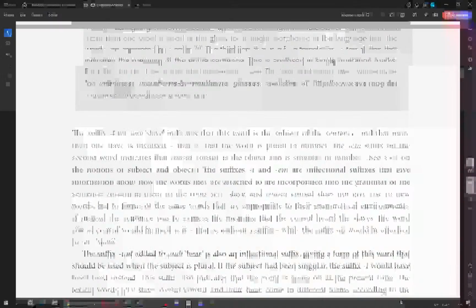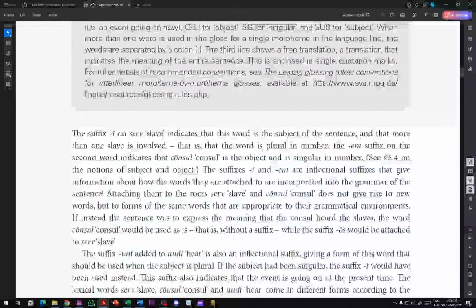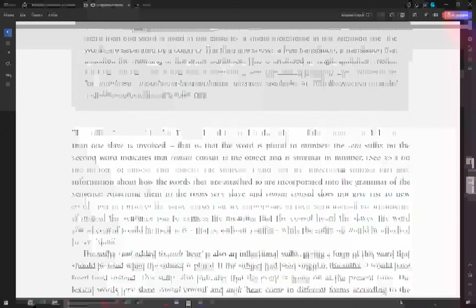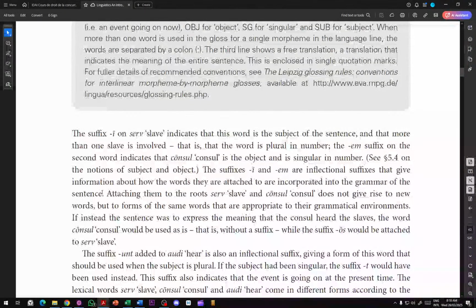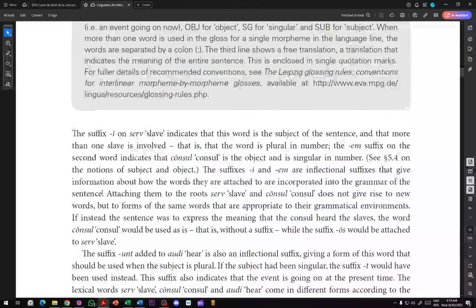Attaching them to the roots serve and console does not give rise to new words, but to forms of the same word that are appropriate to their grammatical environments. Okay. If instead the sentence was to express the meaning that the consul heard the slaves, the word consul would be used as is, that is, without the suffix, while the suffix os would be attached to serve.